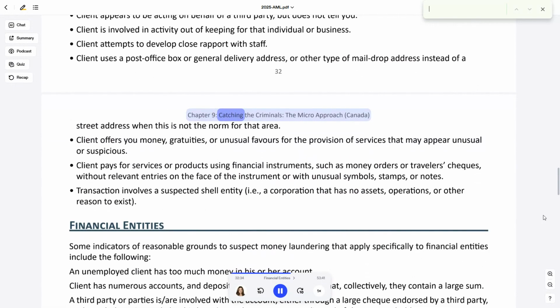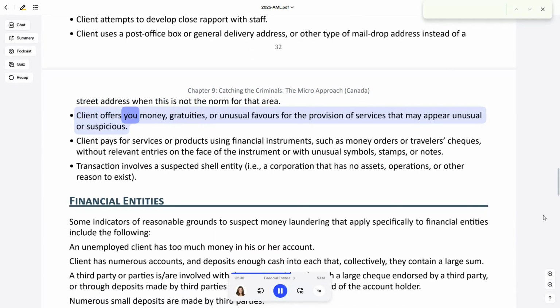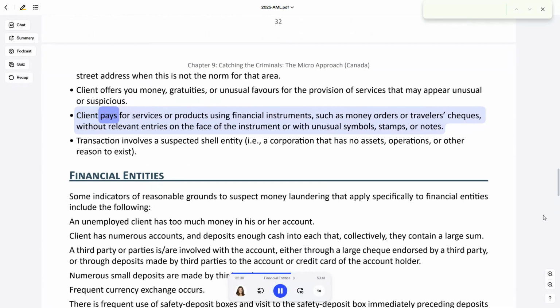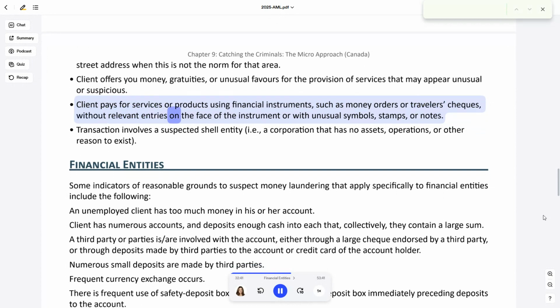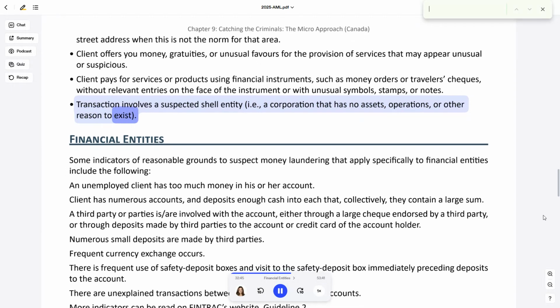Chapter 9. Catching the Criminals, the Micro Approach, Canada. Street address when this is not the norm for that area. Client offers you money, gratuities, or unusual favors for the provision of services that may appear unusual or suspicious. Client pays for services or products using financial instruments, such as money orders or traveler's checks, without relevant entries on the face of the instrument or with unusual symbols, stamps, or notes. Transaction involves a suspected shell entity, that is a corporation that has no assets, operations, or other reason to exist.